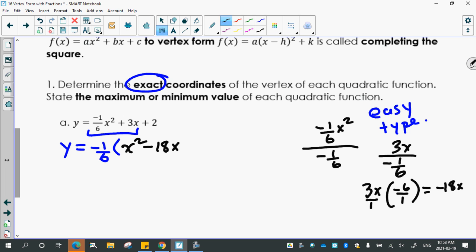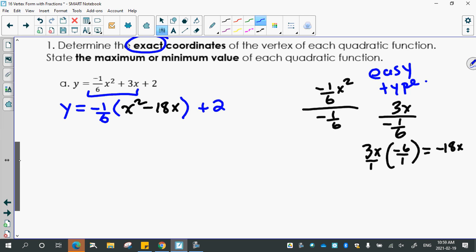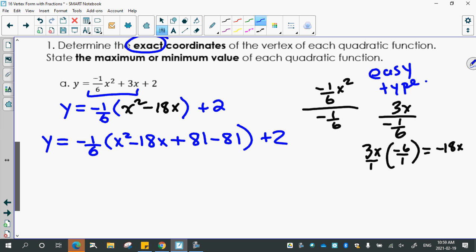The reason I call this the easy type is because when I divide by this fraction, I end up getting a whole number in the brackets. So that's my first step, close my bracket, and then plus 2. So now the next step is to complete the square inside the brackets. That's similar to what we did earlier. So I would do x squared minus 18x plus, and then figure out what I add. I take half of 18, which is 9, and square it, which is 81. But I also have to subtract 81, close my brackets, and add 2.